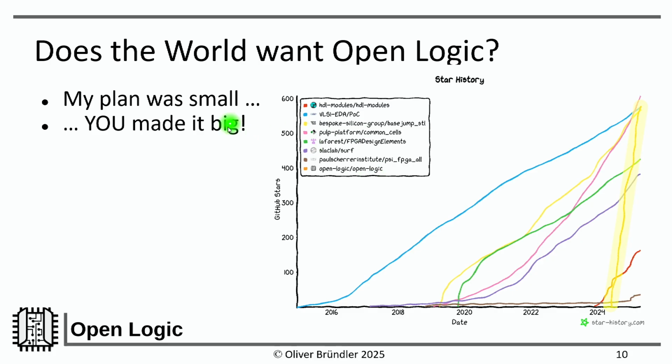OpenLogic is the last of the libraries that was founded, and you see how the number of GitHub stars just went up. So obviously it hit some nerve. There obviously is a need if people jump on the train so quickly. So I changed my plans and I took the challenge and said, yeah, let's make it a bit bigger than I thought it would end. And since then it was sometimes challenging, but also a joyful ride.